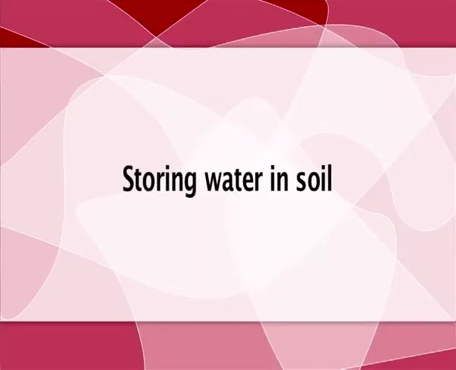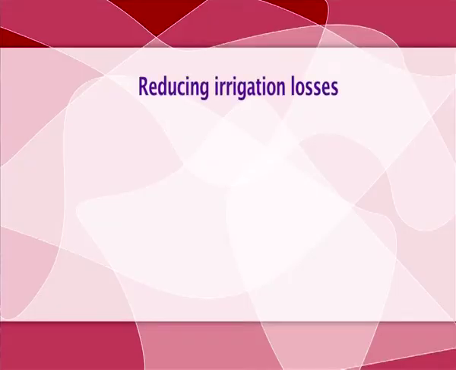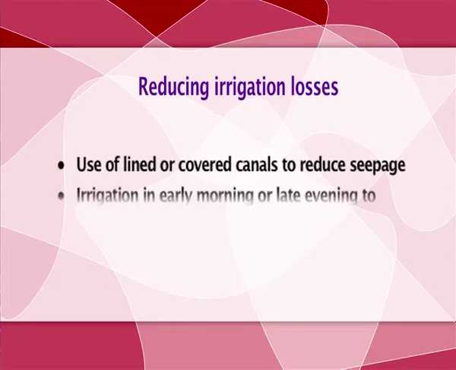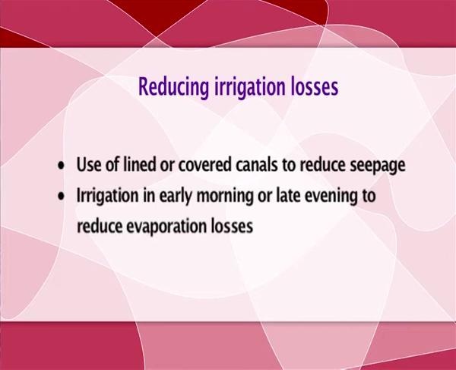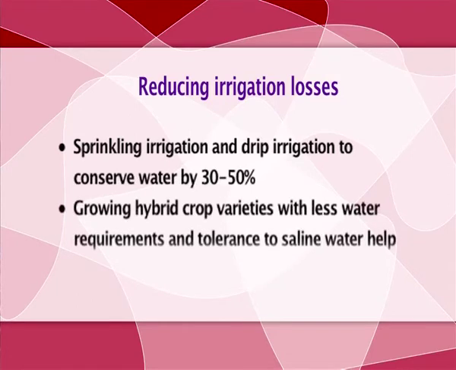Storing water in soil. Storage of water takes place in the soil root zone in humid regions when the soil is wetted to field capacity. By leaving the soil fallow for one season, water can be made available for the crop grown in the next season. Reducing irrigation losses: use of lined or covered canals to reduce seepage, irrigation in early morning or late evening to reduce evaporation losses, sprinkler irrigation and drip irrigation to conserve water by 30 to 50%, and growing hybrid crop varieties with less water requirement and tolerance to saline water help conserve water.